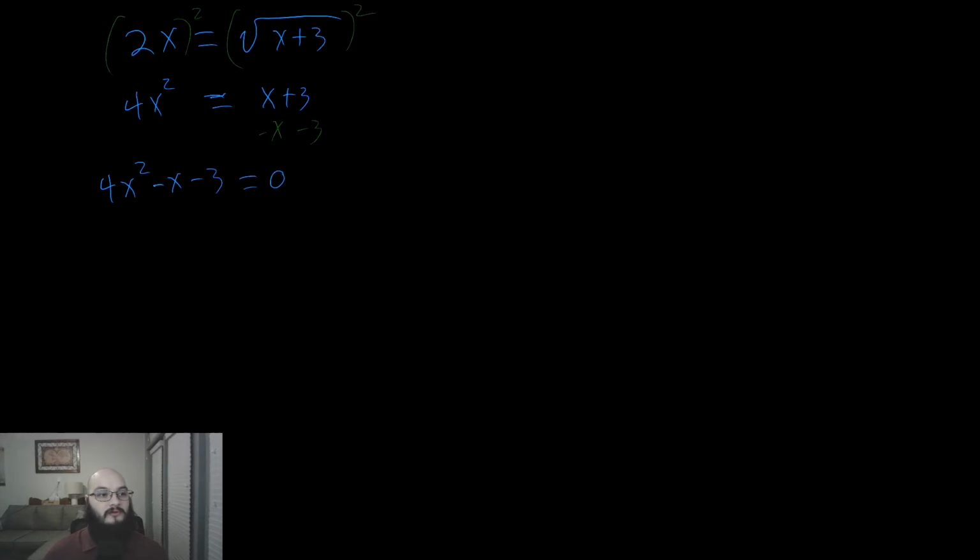Now we're going to factor this out. We multiply 4 times negative 3, so we need something that multiplies to make negative 12 but adds together to make negative 1. In this case, that's going to be negative 4 and positive 3. So let's split this up into 4x squared minus 4x plus 3x minus 3 is equal to 0. And now we can factor by grouping.